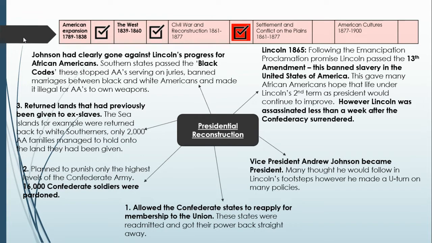African Americans serving on juries. They ban marriages between Black and white Americans, and they make it illegal for African Americans to own weapons. These are just a few of the Black Codes, but they are clearly racist legislation and they make life for African Americans increasingly difficult.